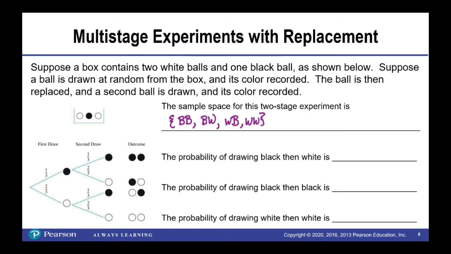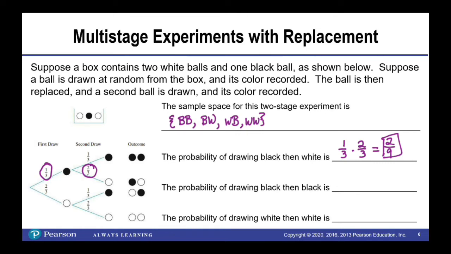Now when I'm looking at the probabilities, I'm going to trace along my tree diagram. The probability of drawing a black and then a white. Follow your tree diagram. The probability of drawing a black is 1/3, and then the probability of drawing a white, notice, is 2/3. Along the tree diagram, I multiply my probabilities. So I would say 1/3 times 2/3. Multiply the numerators gives us 2, and multiply the denominators gives us 9, and we have a probability of 2/9.